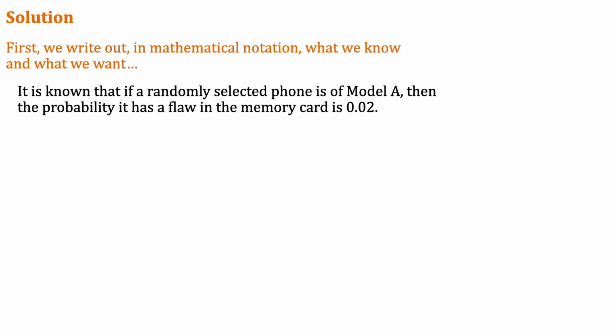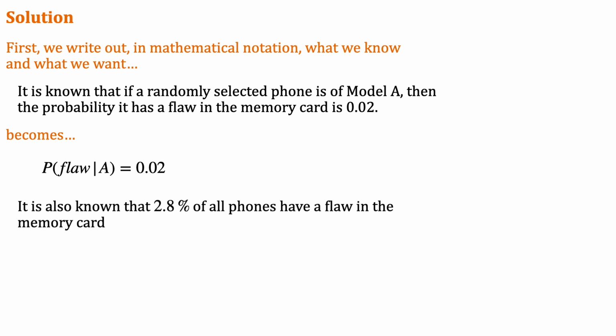One of the pieces in the question said, it is known that if a randomly selected phone is of Model A, then the probability it has a flaw in the memory card is 0.02. In mathematical notation, that becomes the probability of flaw given A equals 0.02. The A is on the right-hand side of the vertical line because that's what's given. That's what we know has already happened.